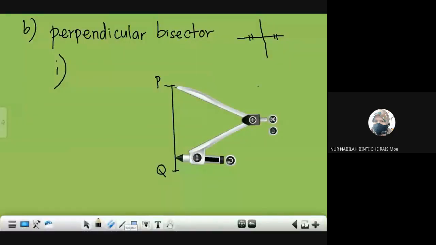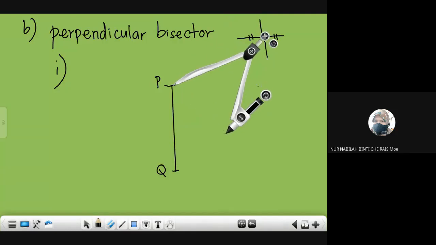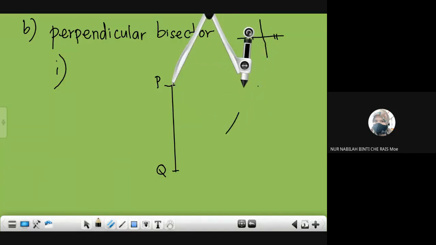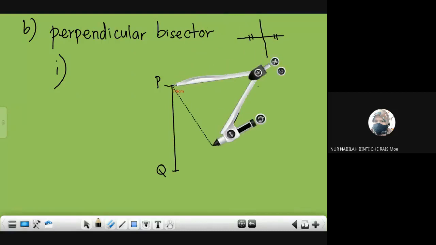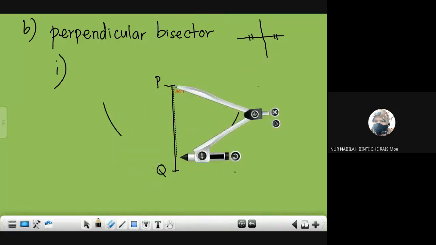Okay, what you have to do is draw a perpendicular bisector. Your line is this one like this. So what you have to do is you move this one here and you draw an arc here like that. And also you draw an arc at this side. Okay, you draw like that.